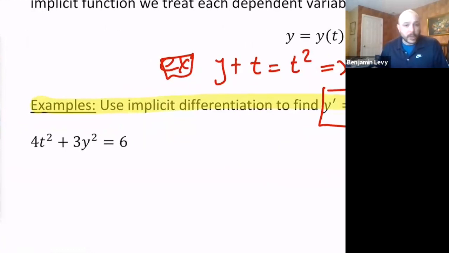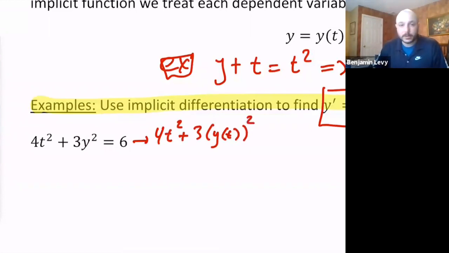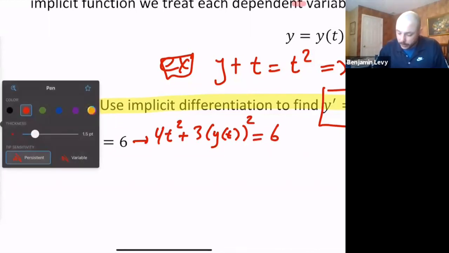So it's implicit because we've got t and y on the same side, right? We don't have something that says y equals. And the way we're thinking about this is y is a function of t. And so we're really thinking about this like y of t squared. And so if we differentiate this, this is going to end up being a chain rule.